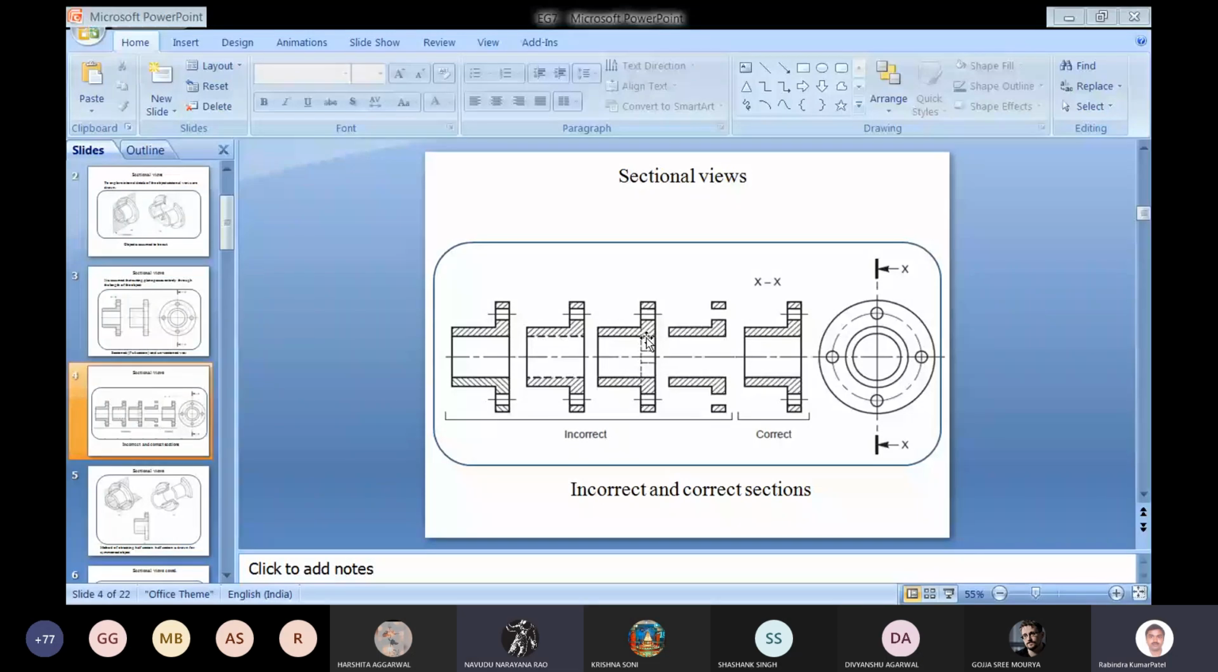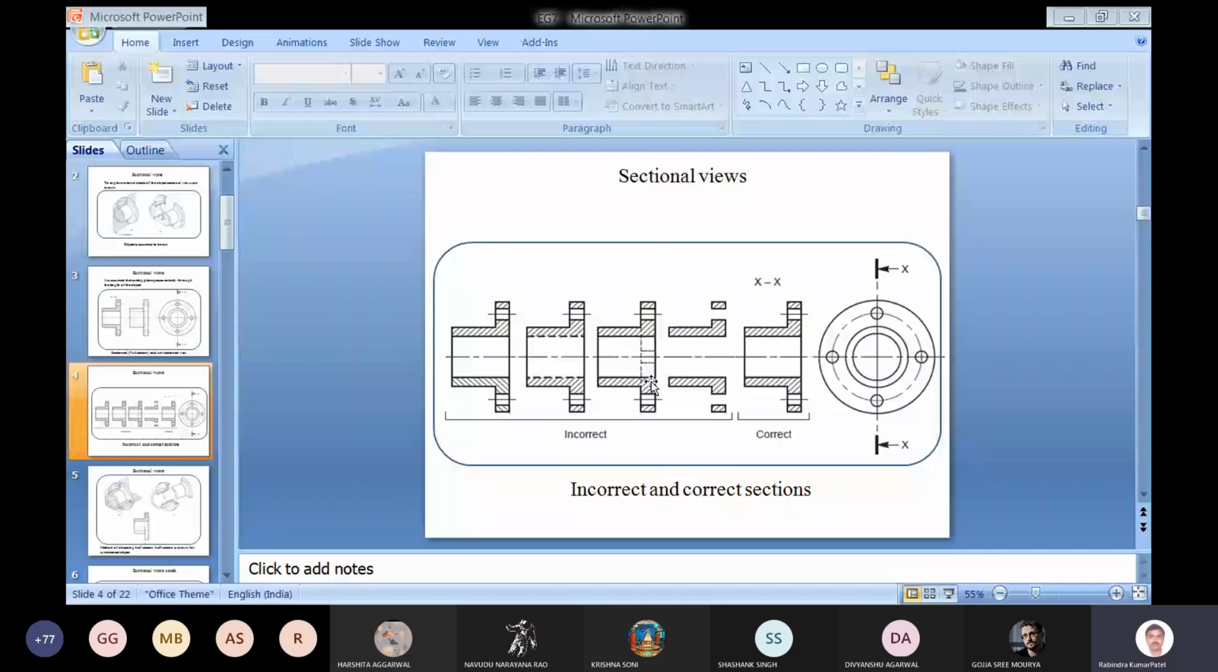Sir, why is it so, sir? Because we are already sectioning the particular part, and dashed lines show the internal detail. So we are already exploring the internal detail by sectioning. So we do not want to put the same lines with dashed lines again in this case. Okay, sir. Thank you, sir.